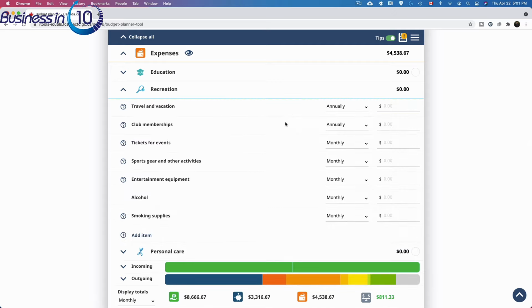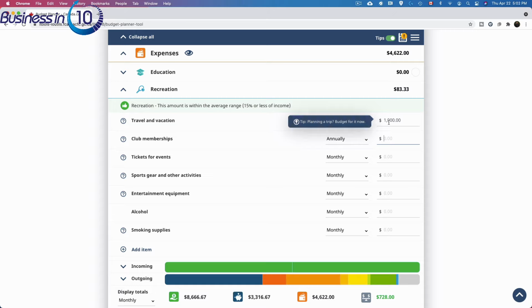If you travel on an annual basis, look at your costs and put the number in here. But here's something I want you to pay attention to. Look how much money is left over. You see, we started with $8,666. We put this much money away. We spent this much money already, and there's only $811 left. So whatever you're gonna spend, you have to keep in mind that this is all that's left. Okay? So let's put $1,000 on an annual basis on vacation.